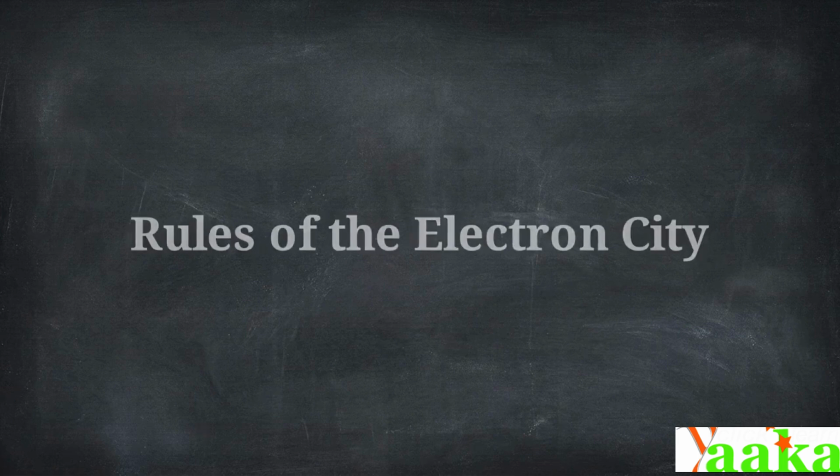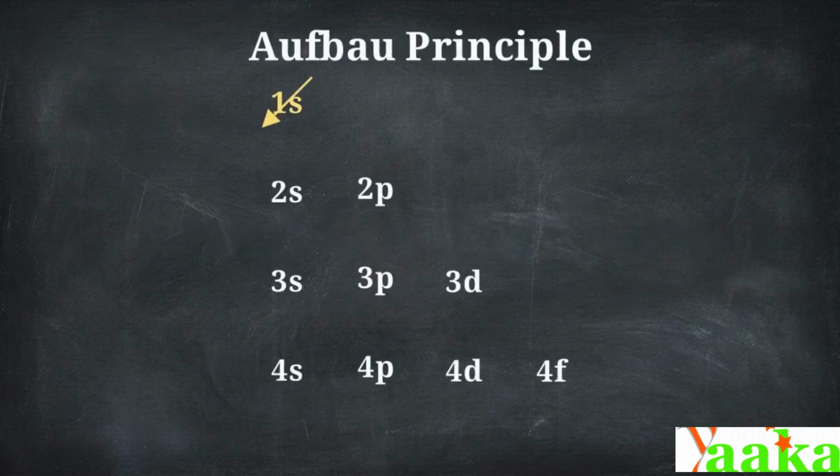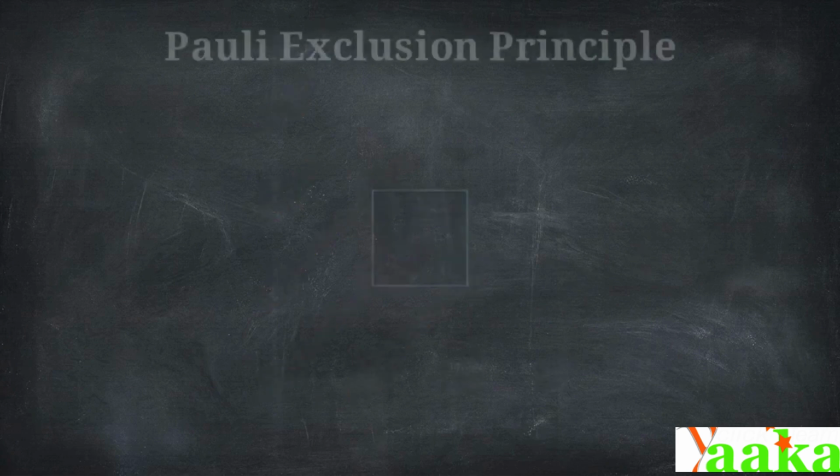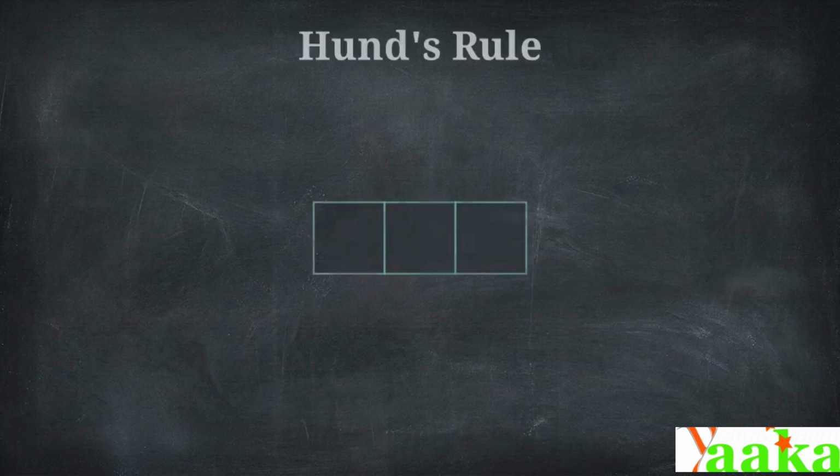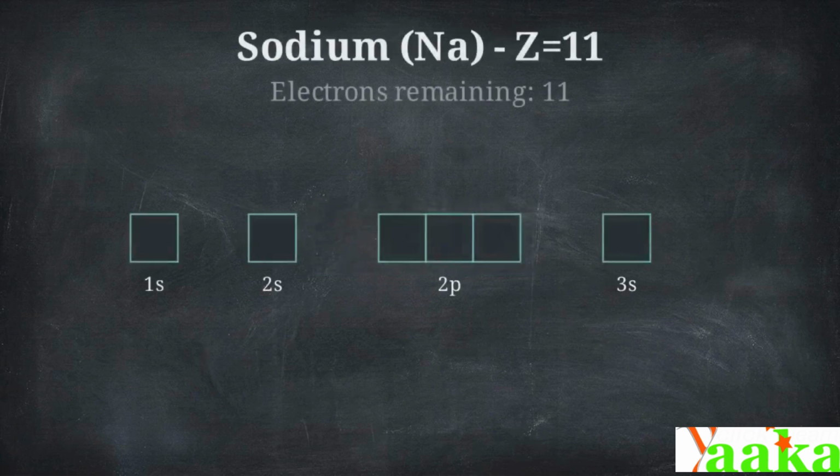Mapping that electron cloud requires three core rules. The Aufbau principle tells us that electrons fill the lowest energy orbitals first, following a strict diagonal order. The Pauli exclusion principle states that a single orbital holds a maximum of 2 electrons, and they must have opposite spins. Finally, Hund's rule dictates that electrons will fill equal energy orbitals singly before they start pairing up.